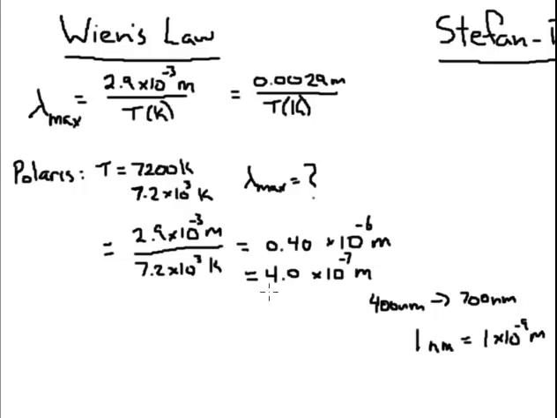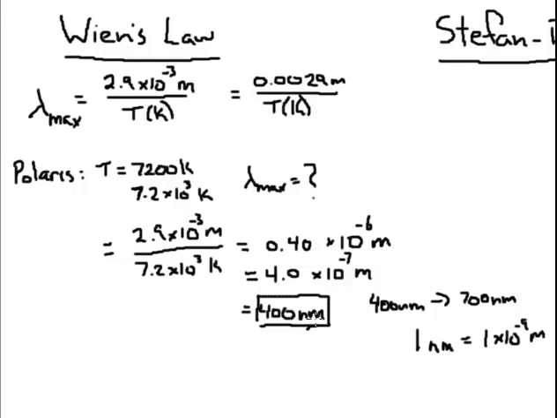So if I were to rewrite this number, 4 times 10 to the negative 7 meters, I could write this in nanometers. And since it's negative 9, that would mean I move two more places this way. And so it would be 400 nanometers. It takes some getting used to, right? I have a lot of experience with these units, so I kind of know which way to move the decimal place.